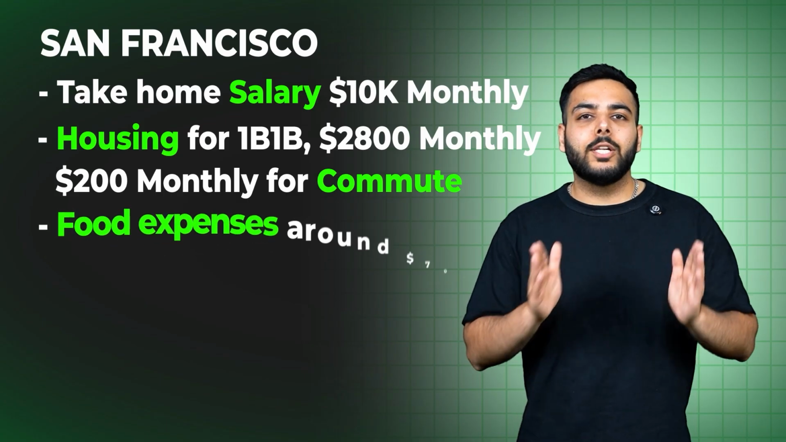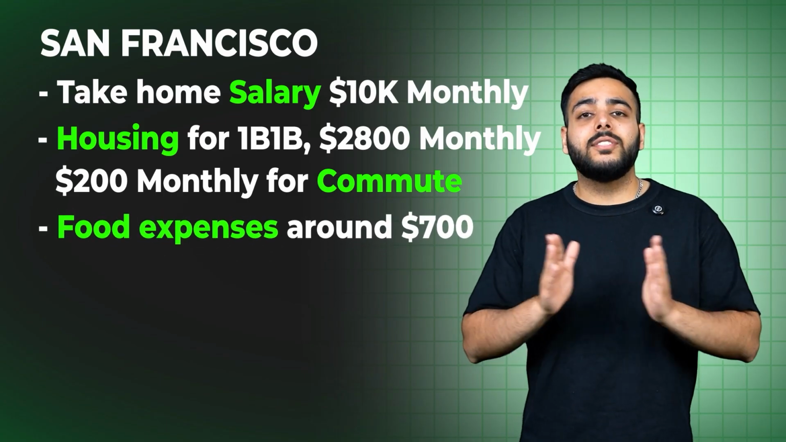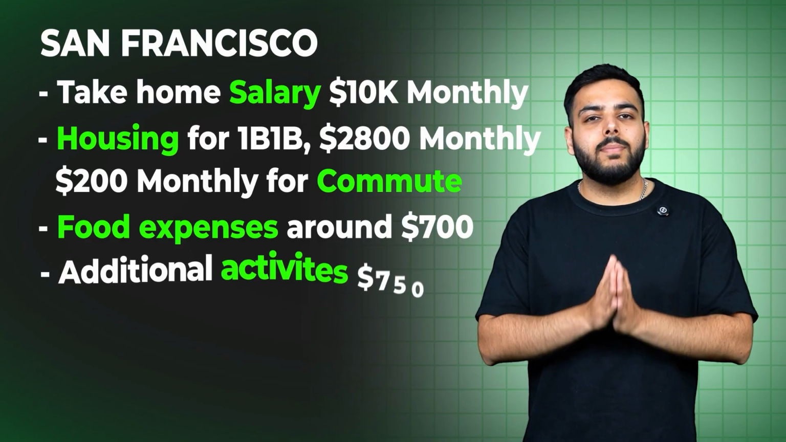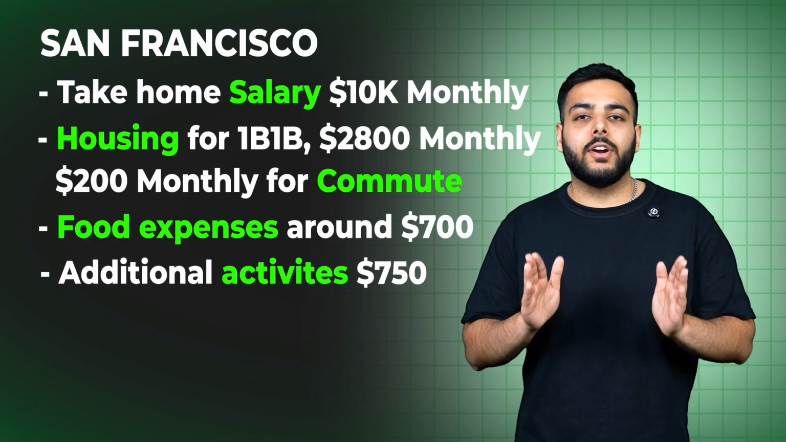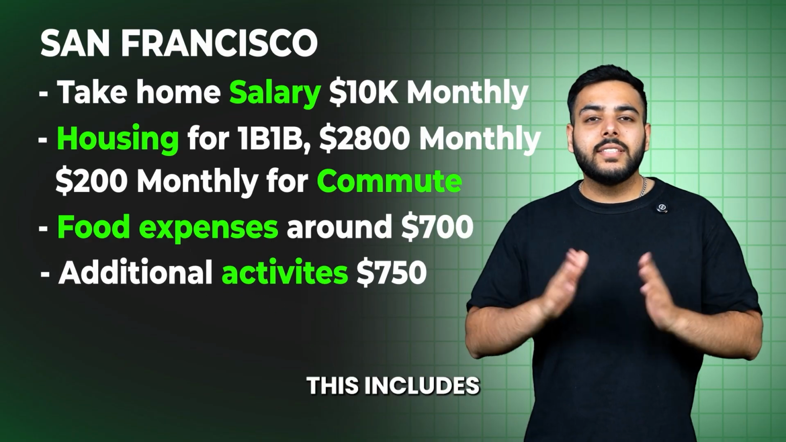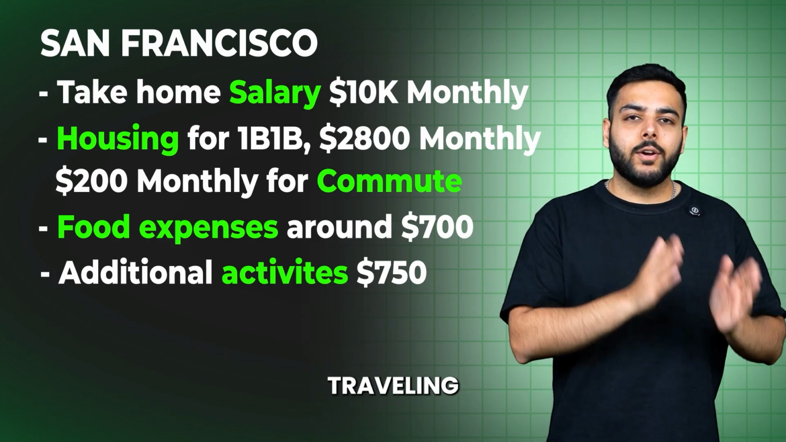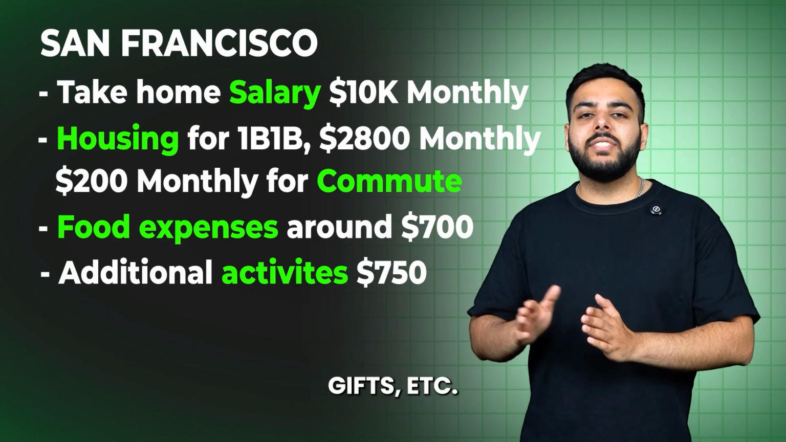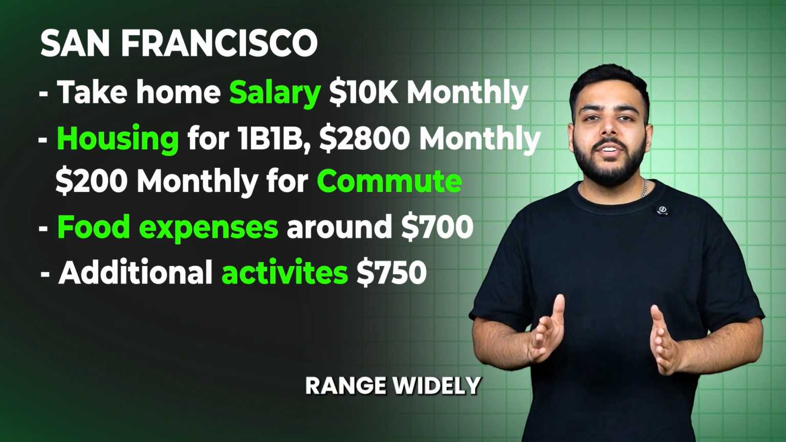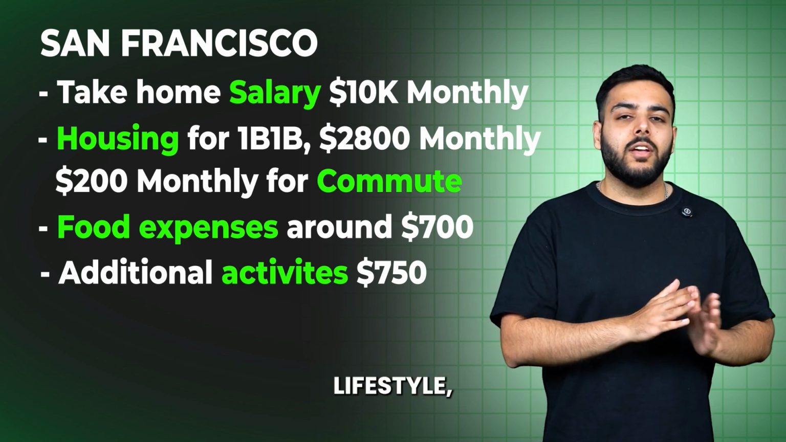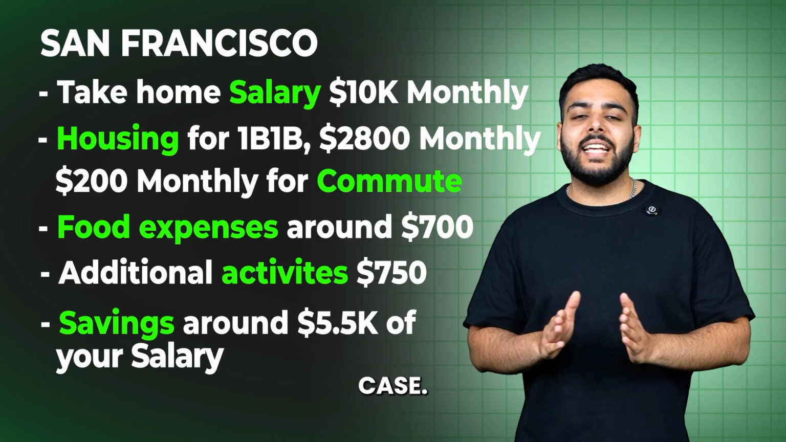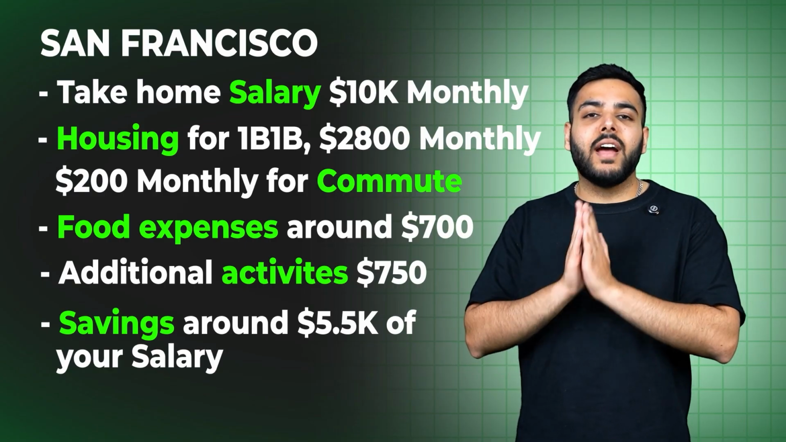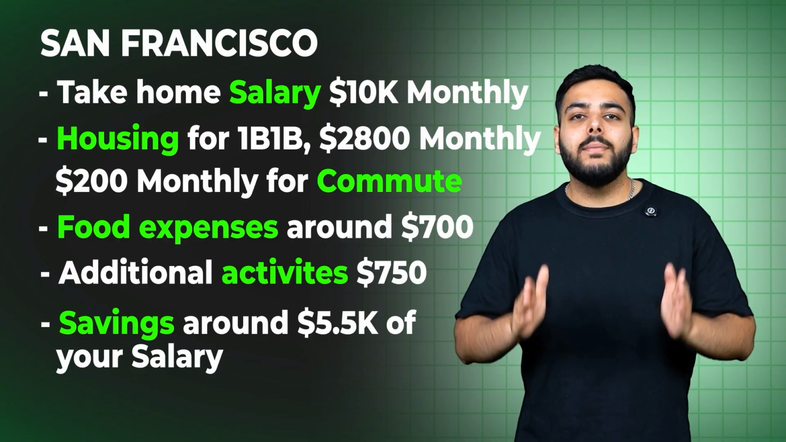Food expenses, including eating out and groceries, is around $700 monthly. And additional activities plus shopping plus traveling on average accounts for around $750 monthly. This includes yearly average of you traveling home, traveling within the US, doing shopping, buying gifts, etc. This can obviously range widely based on your lifestyle. More or less for a generalized case, as an immigrant in SF, you are able to save around $5.5 thousand of your salary monthly.